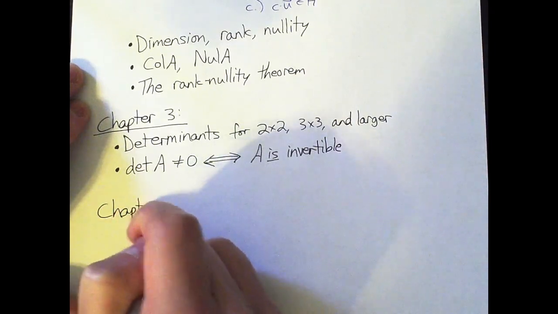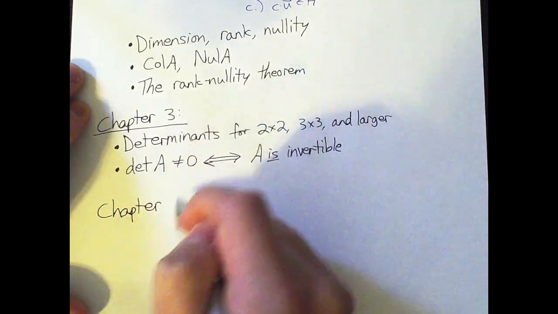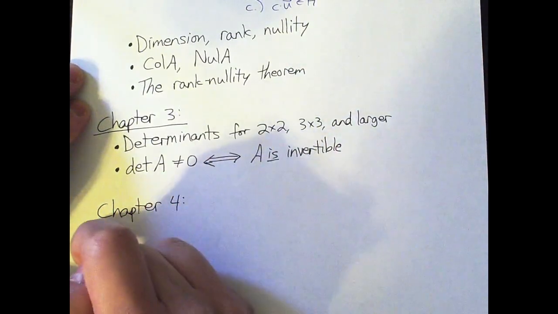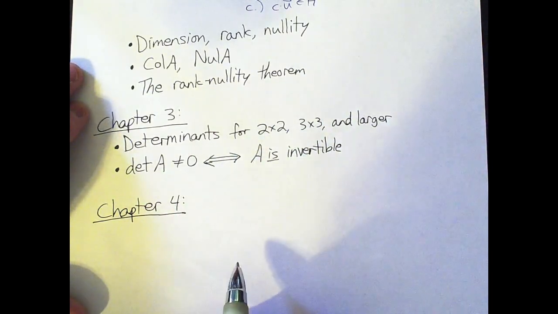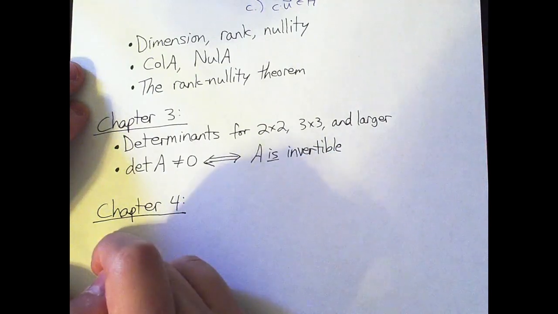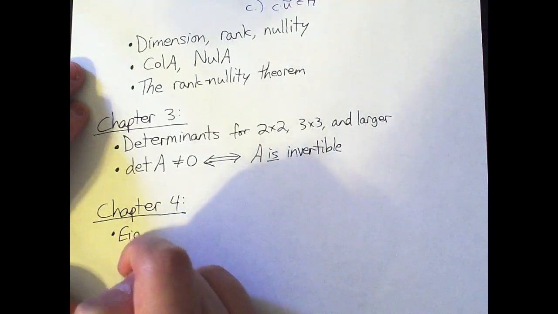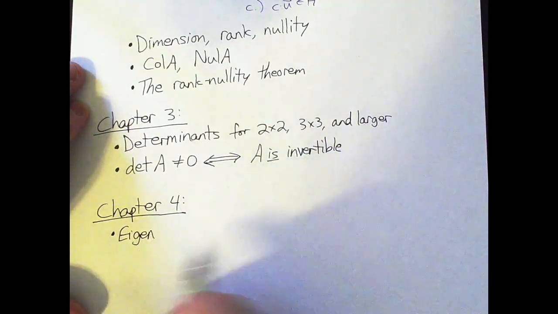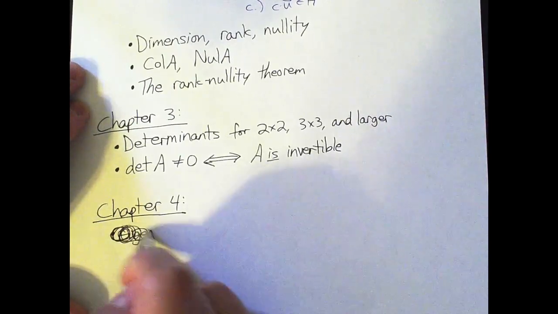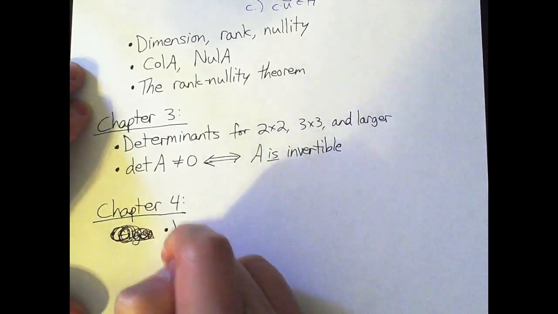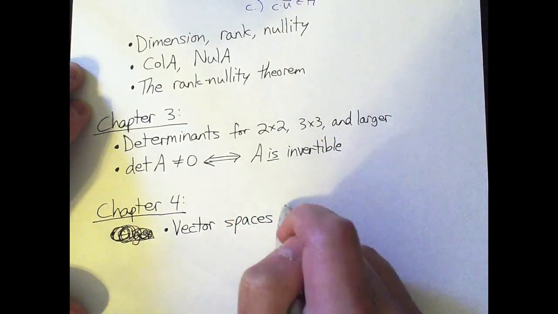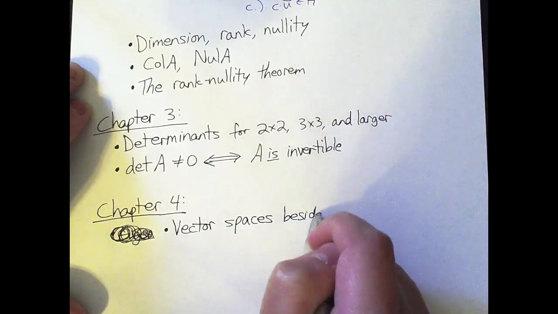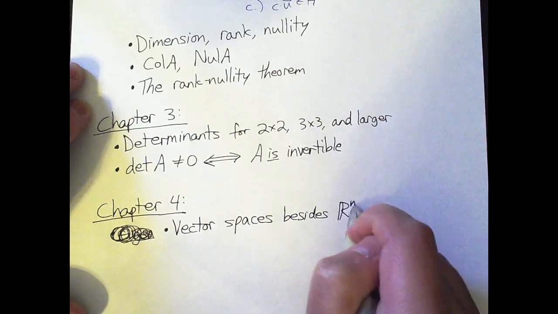Let's see, there was a little bit more in chapter 3. I guess there were some properties of determinants. So go back and look at the properties of determinants also. Chapter 5, we talked about eigenvectors. Oh, I'm sorry, chapter 4. I'm getting ahead of myself here. Chapter 4, we looked at vector spaces besides just Rn.